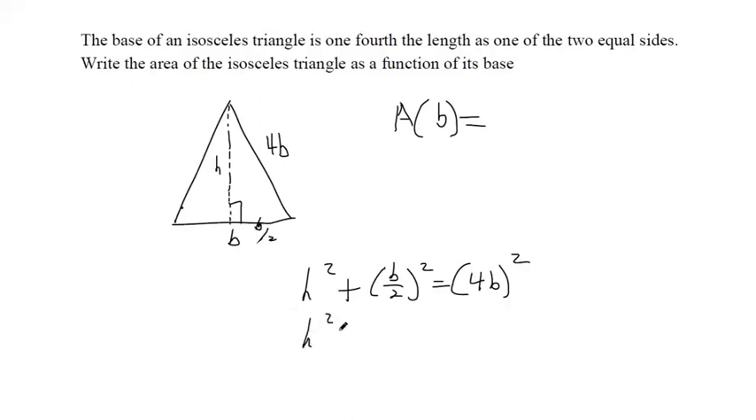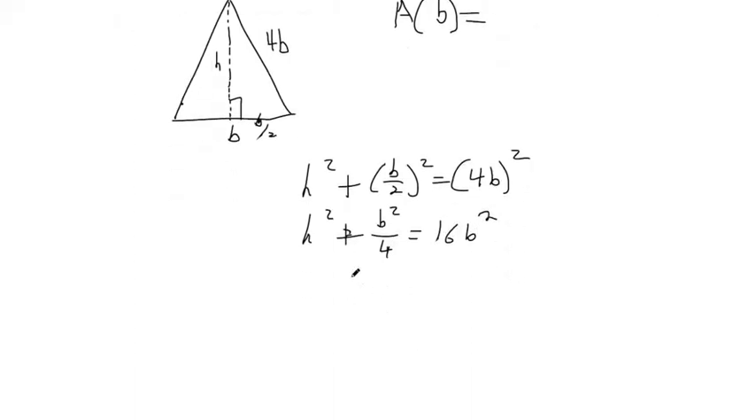Okay? So let's expand a little bit. b over 2, all being squared, is b squared over 4. And then 4b squared, that's 16b squared here. And if I'm trying to get h by itself, I'll subtract b squared over 4 from both sides. So we get h squared equals 16b squared minus b squared over 4.